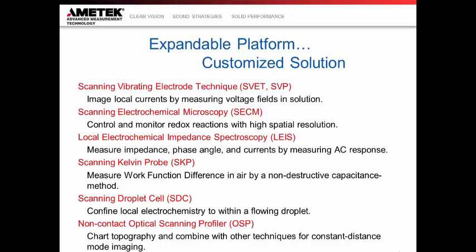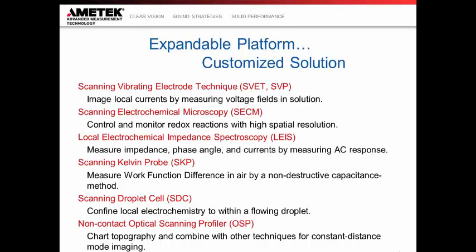Localized impedance spectroscopy. So I'm going to take all the advantages of EIS and its ability to separate the current flow and assign it to different mechanisms within my sample. I'm going to use all the advantages of EIS in a localized fashion. So the same type of applications that benefit from EIS would benefit from LEIS.